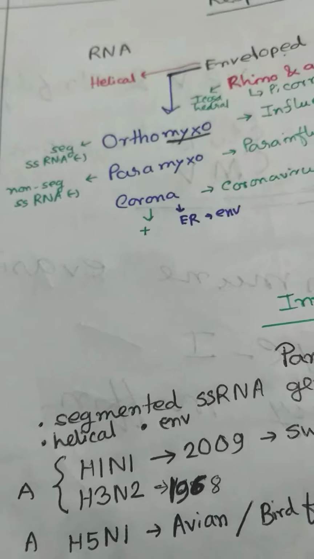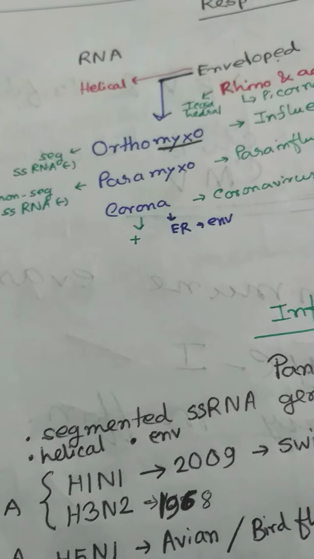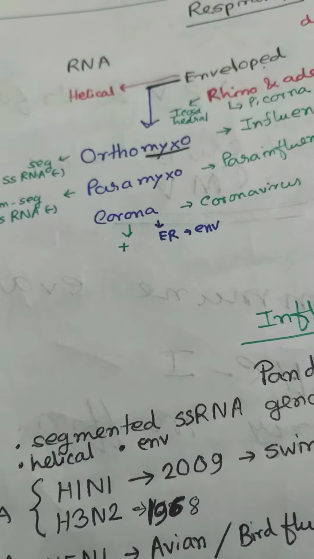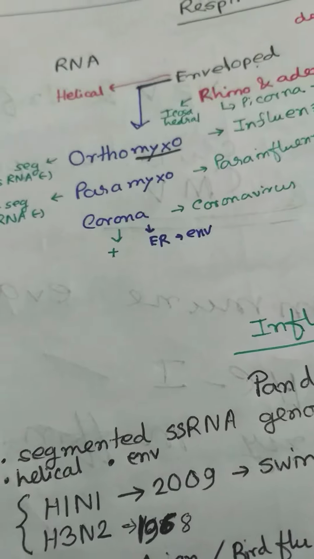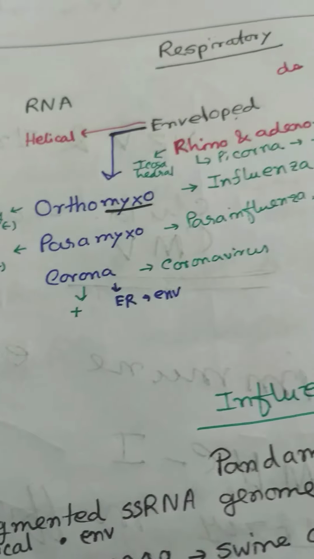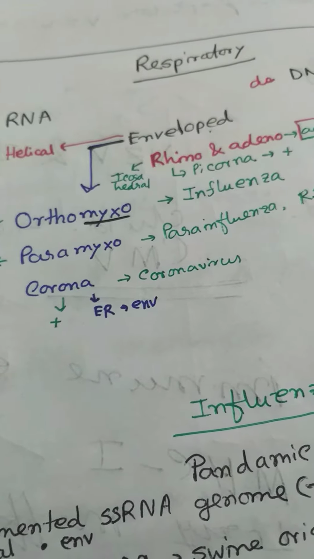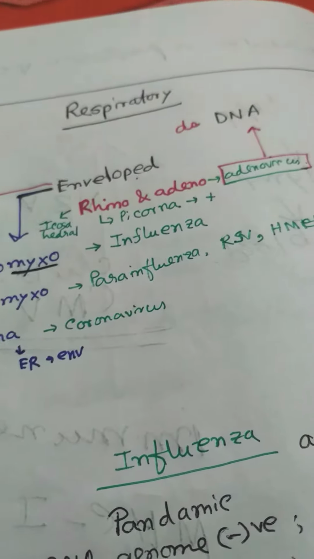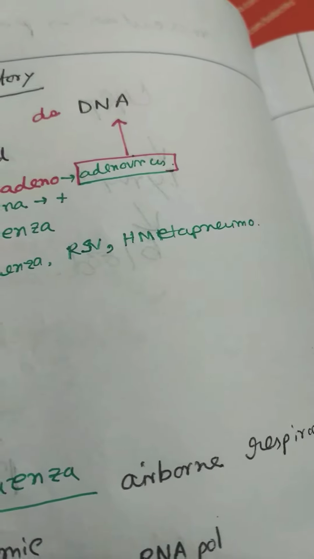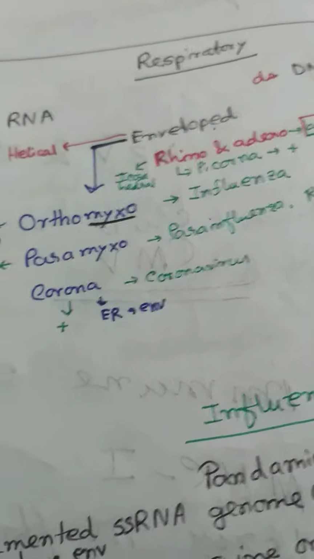Under the enveloped RNA viruses with helical symmetry, there are three groups. These are orthomyxovirus, paramyxovirus, coronavirus. The myxo refers to mucin, that is the surface glycoprotein. Orthomyxovirus includes only one virus family, that is influenza virus. Under paramyxovirus, there are parainfluenza virus, respiratory syncytial virus, and human metapneumovirus. Under coronavirus, as you all know, there is coronavirus.